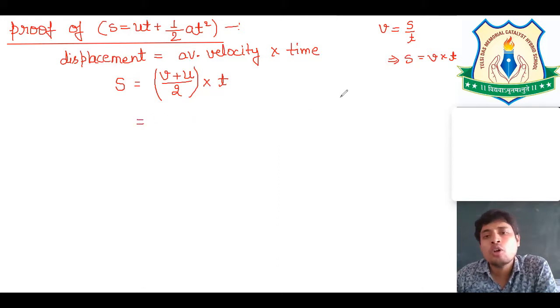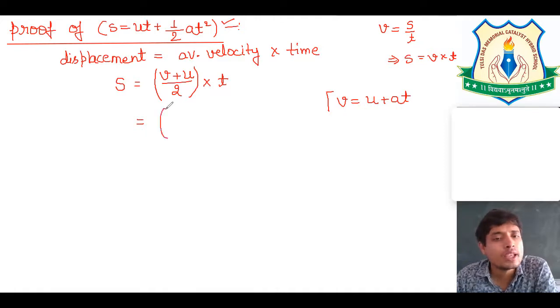Now you can see in this formula there is no any term of the final velocity. So we have to replace the final velocity from the first equation of motion, v equal to u plus at. So put here on the place of v u plus at.